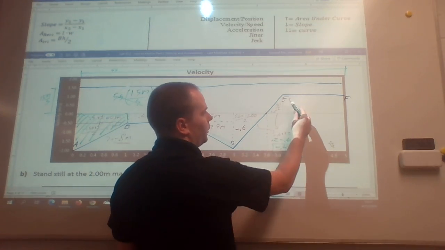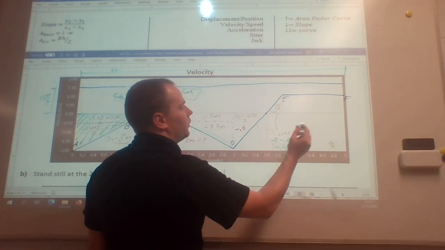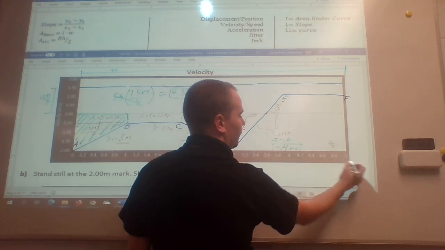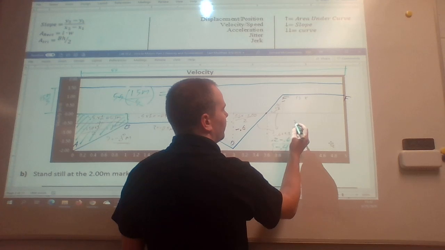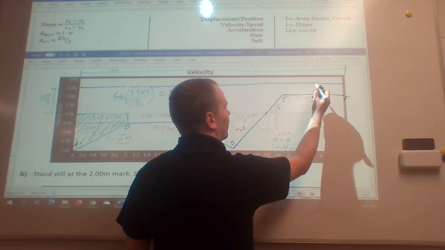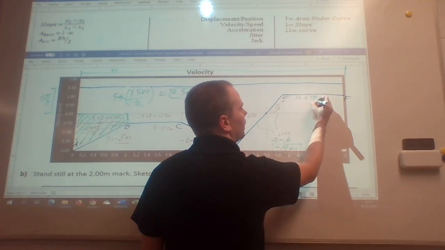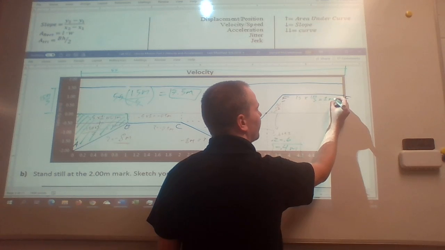Okay, and then the last one would just be the area of this, so I'll go through that one more time real quick. It's 1 second wide times 1 meter per second tall. So it's 1 meter.